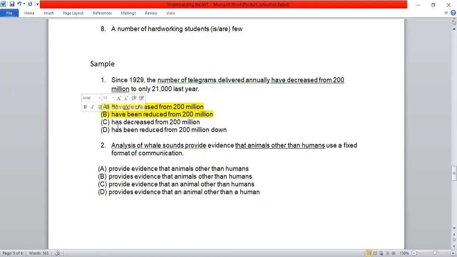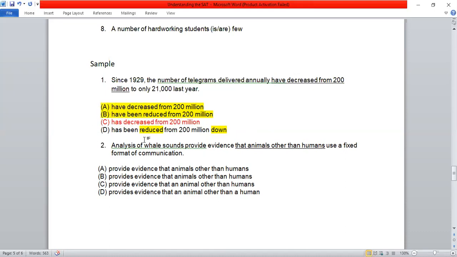Now let's look at C and D. Has decreased from 200 million, has been reduced from 200 million down. Now if you see, you have down and you have reduced. This is called wordiness, which is another rule that we will study later. Remember in the introduction video of the writing section, we covered that there's something called wordiness. SAT does not like wordiness. If I've already used the word reduced, I don't have to use the word down, which means option C is the correct answer.